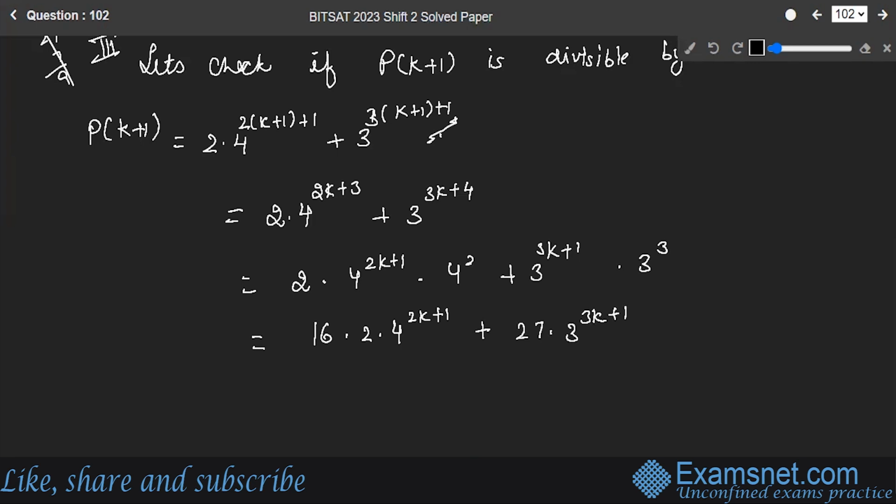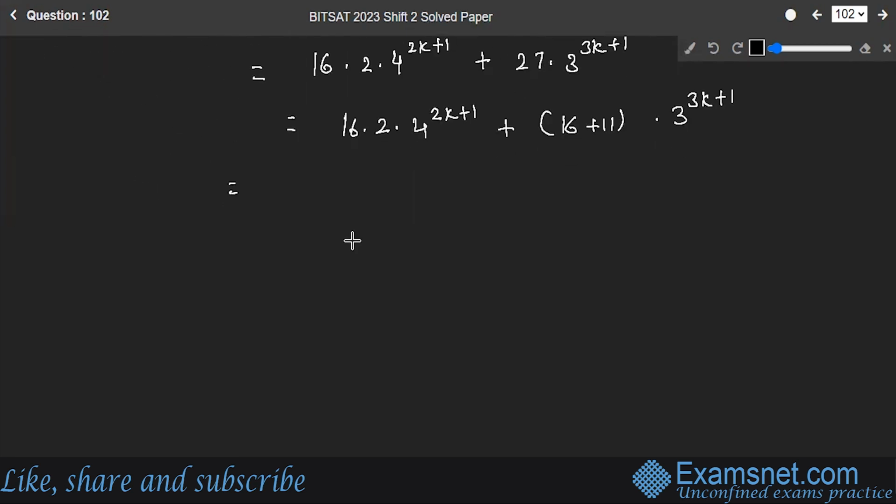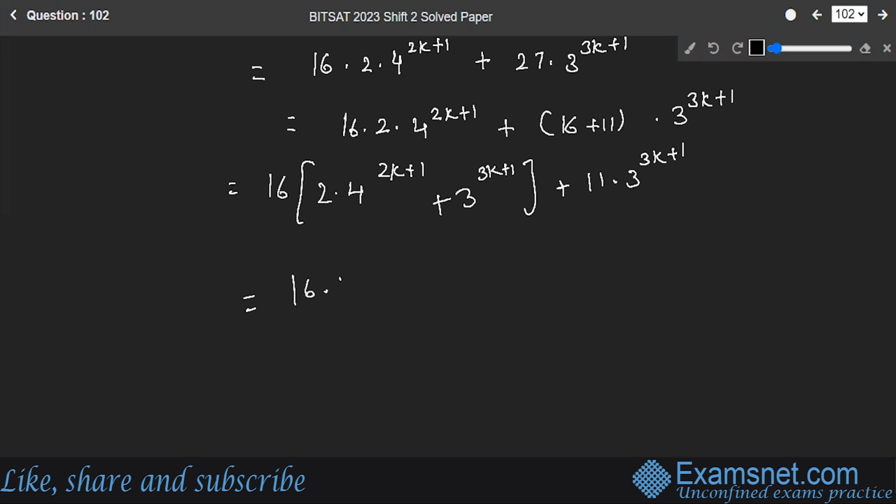Hope we are getting this, right? So you have 16 into 2 into 4 power 2k plus 1 plus, I can write it like this, 3 power 3k plus 1, or let's take the 16 common. You have 16 into [2 into 4 power 2k plus 1 plus 3 into 3 power 3k plus 1] plus 11 into 3 power 3k plus 1. This will be equal to 16 into 11. Let's say this is some q.